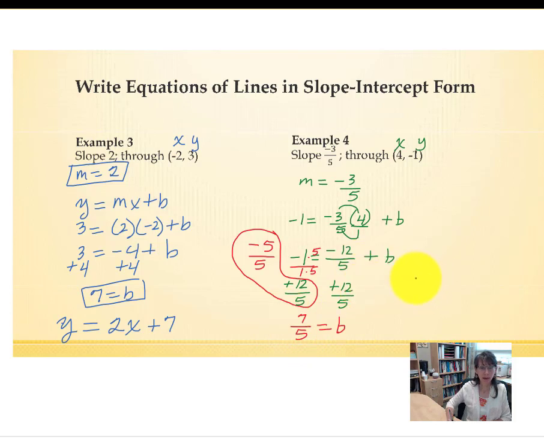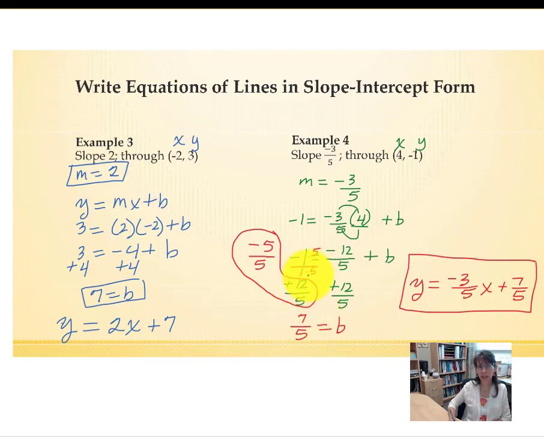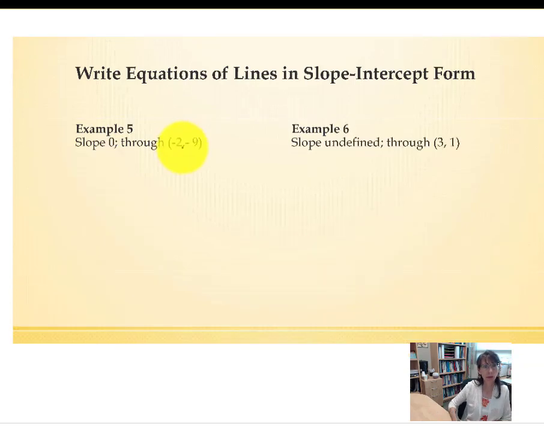So now we're ready to write our equation. y equals slope of negative 3/5 x, and then include the y-intercept, plus 7/5. Sometimes we have to put a little more effort into solving for b, especially when we don't have common denominators. But we can always build up with some common factor to create a term that has a common denominator. Here are a few more examples of writing linear equations.